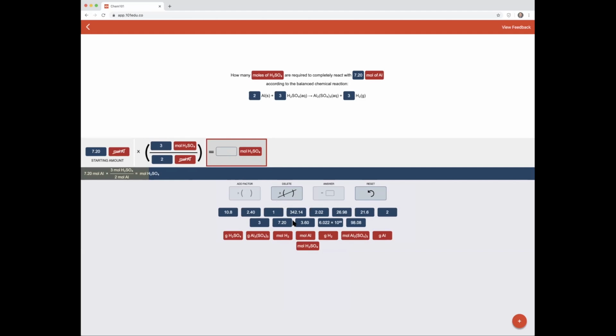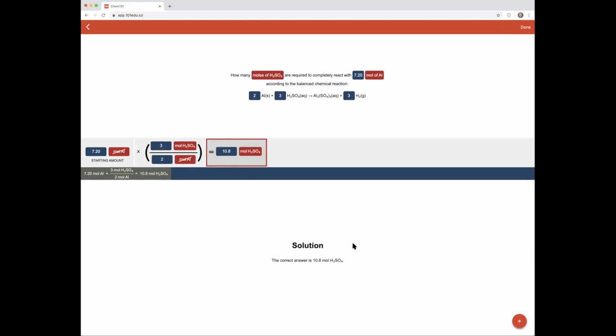So you plug all that in your calculator. 7.2 times 3, divide that by 2, and you get 10.8. Okay, so that's the number that we're going to use. And you view the feedback, and you got the correct answer. Okay. All right. So what I will do then is stop this share, and I'll open up the next one for you.